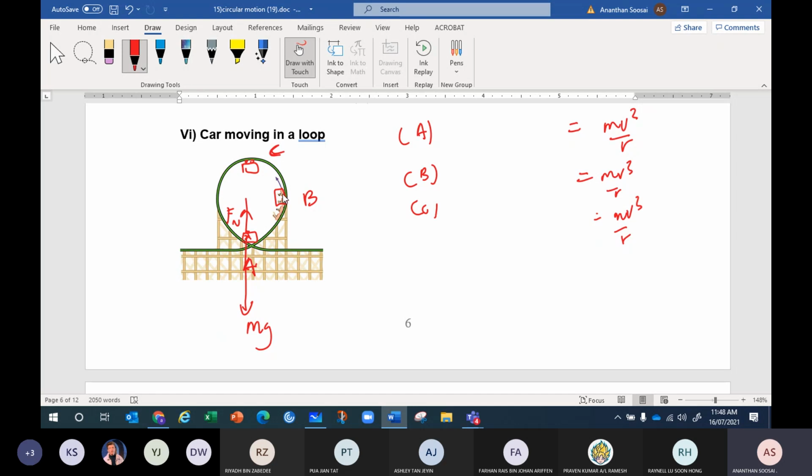Then at B, the normal force is going to act towards the center for sure, and the weight acting down. At the top, both are acting downwards. The normal force will act down because you're going to press the track. When you go up, you press the track and it pushes you down, so you get a normal force. Then, of course, you have the weight also acting down. Okay, this is the free body diagram of the roller coaster.